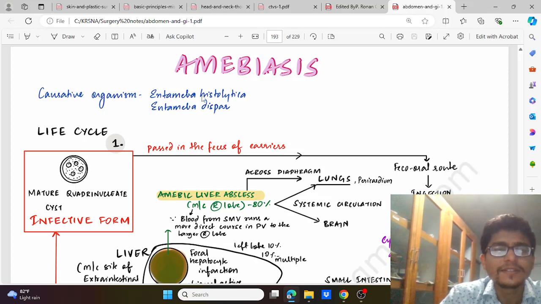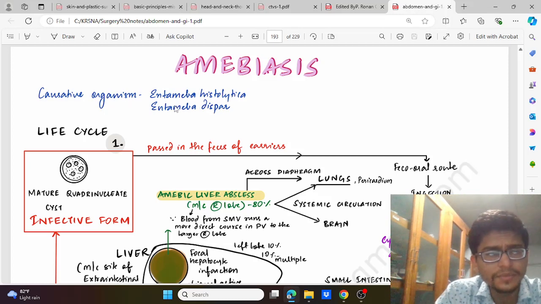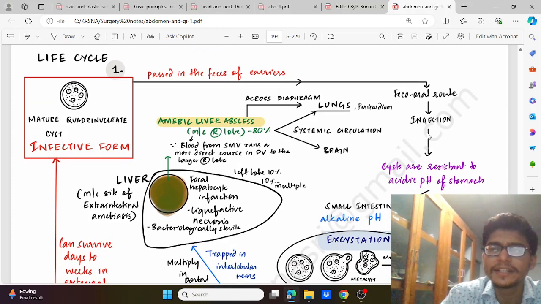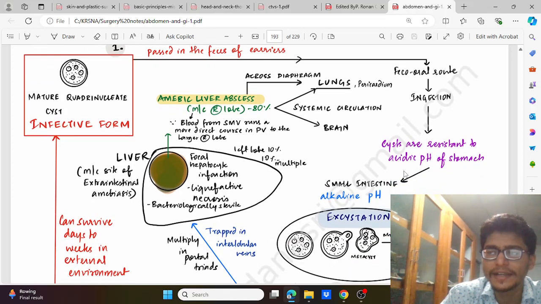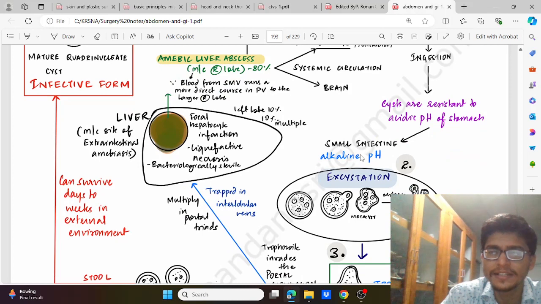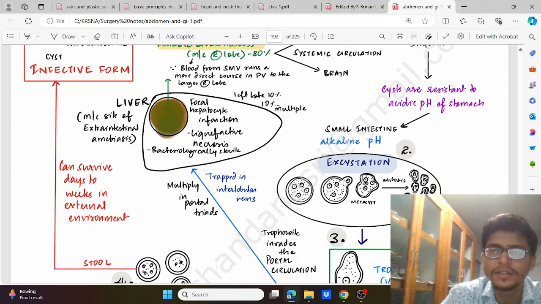So amebiasis is caused by Entamoeba histolytica, which is a parasite. In the life cycle of the parasite Entamoeba, the mature quadrinucleate cyst, which is the infective form, is passed in the feces of the carriers, and by the fecal-oral route it is ingested. These cysts are resistant to the acidic pH of the stomach, and in the small intestine they go on excystation, forming the trophozoites.